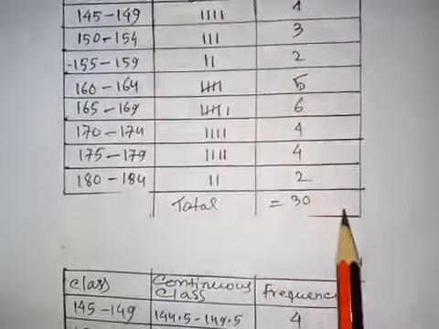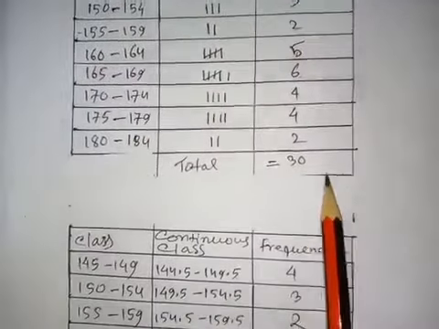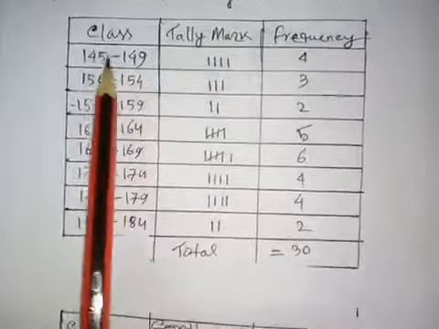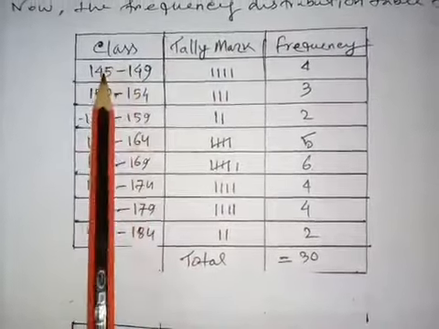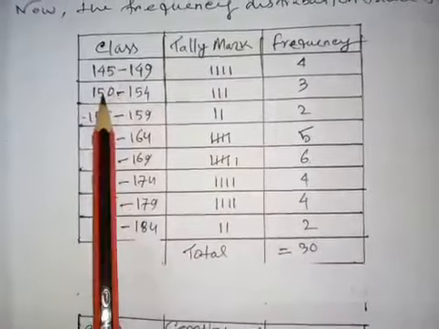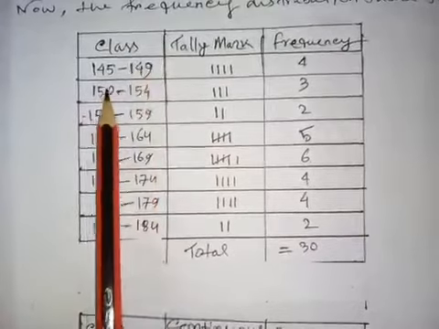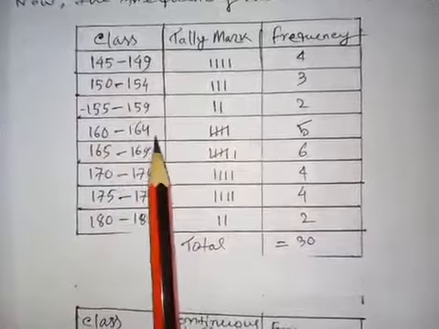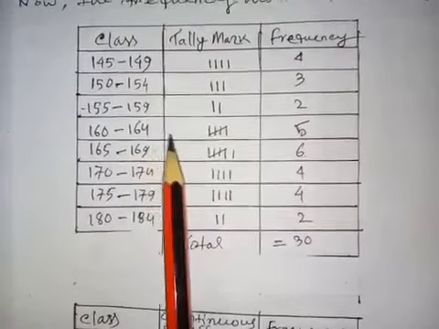If you add all of this, you will get thirty. That will match with the total number of data. Now later we have to draw. Look, here is a problem. These classes are discontinuous: 145, 149, then starting 150. So between 149 and 150 there is a gap. For this problem we cannot draw the histogram.